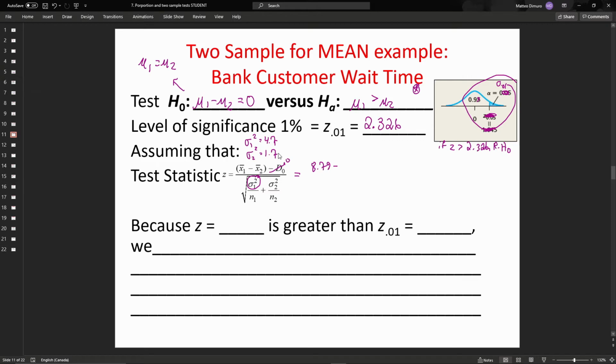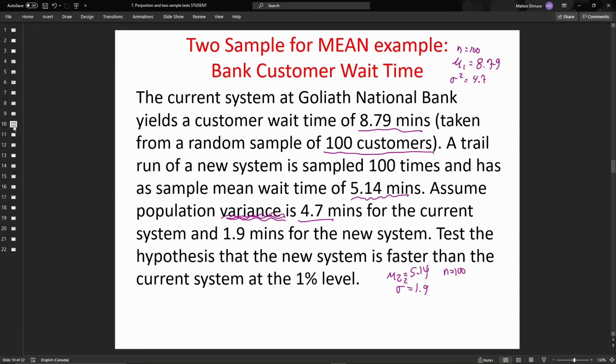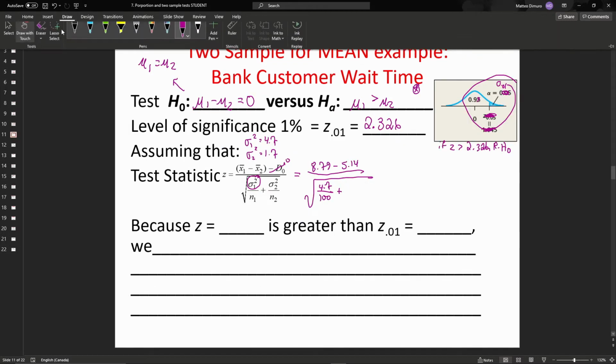Subtract x bar 2 or mu2, which was 5.14. D0 is 0, so we'll just not write it. And then we take the square root of all this stuff. Now, the variance of the first population is 4.7. The n value was 100, plus 1.7 or 1.9? I got 1.7, but I think I might have made a mistake. Yeah, it's 1.9.